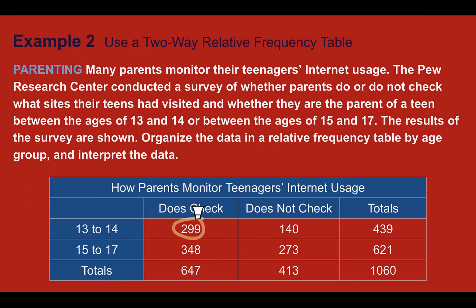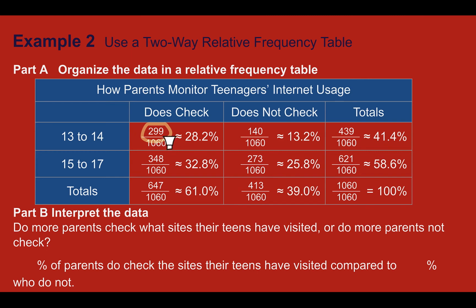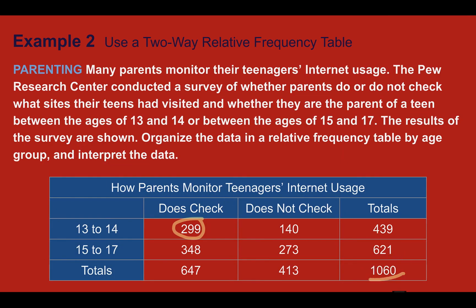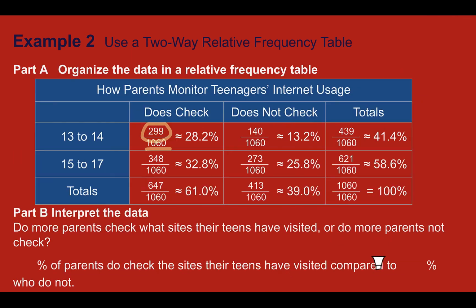If we go back, 299, and we divide it by the total, which is 1060, where do we get that number from? That was our total. So each relative frequency is just going to be the percentage when you divide the cell divided by the total. So if we look, 299 divided by 1060 would give us a decimal of 0.282. And then if we wanted to change that to a percentage, we would just multiply by 100. We can do this for all of them.